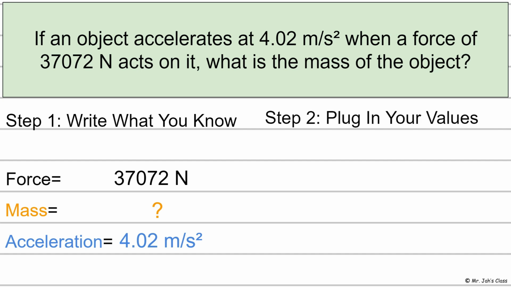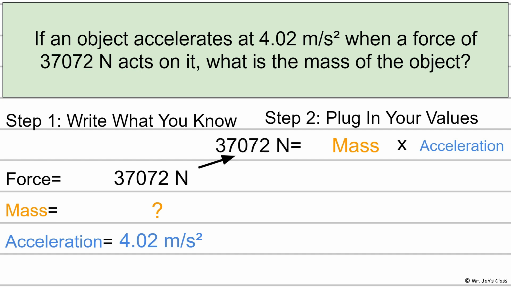All right, step two, plug in your values. So the formula we're using is force is equal to mass times acceleration. So what is the value for force? It's going to be right there. So we go ahead and plug that in. And then we don't have mass. What about the acceleration? It's going to be right there. So we plug that in.